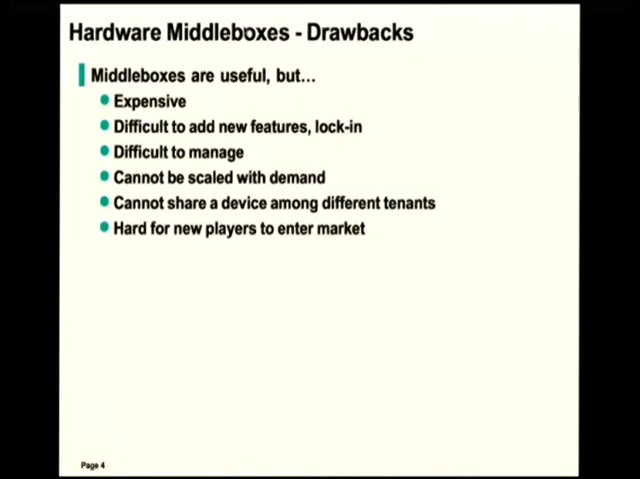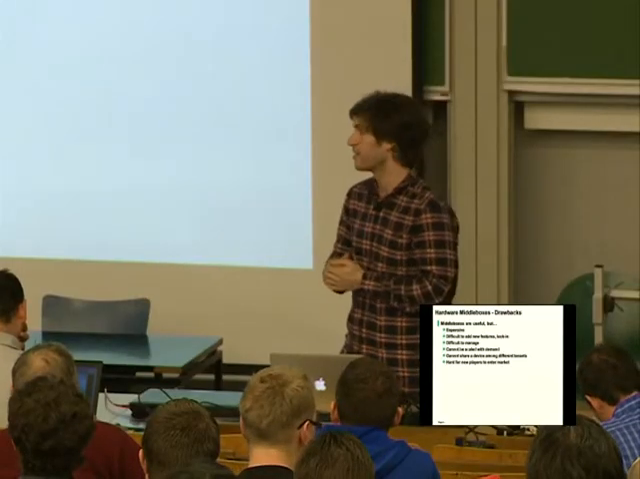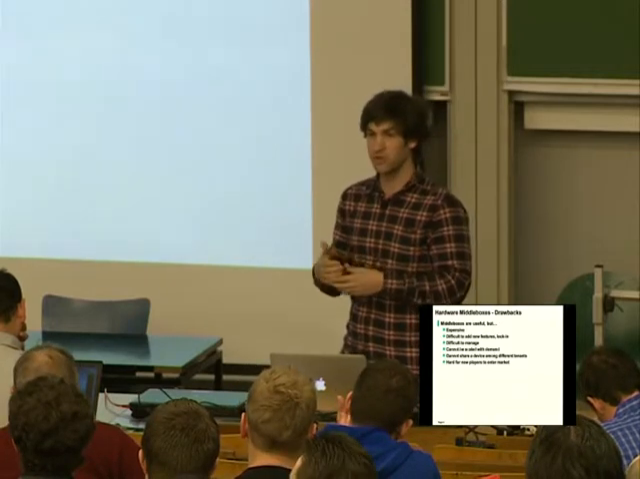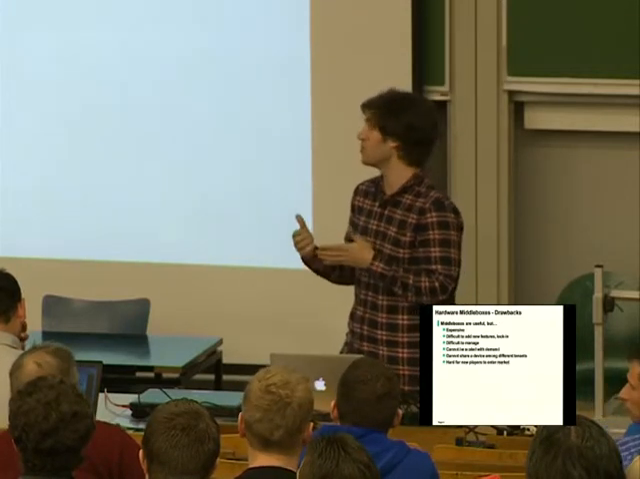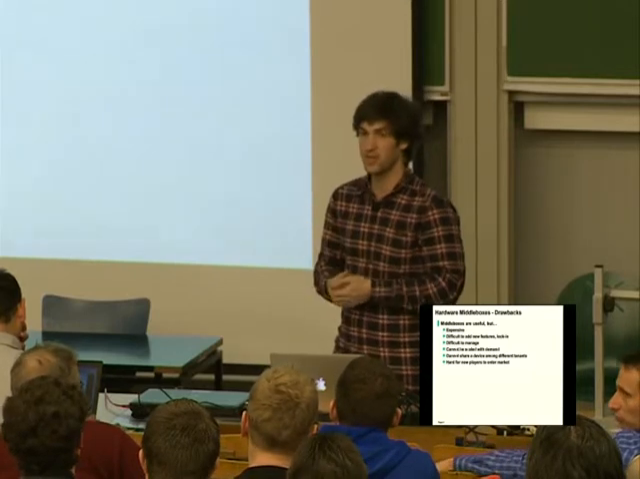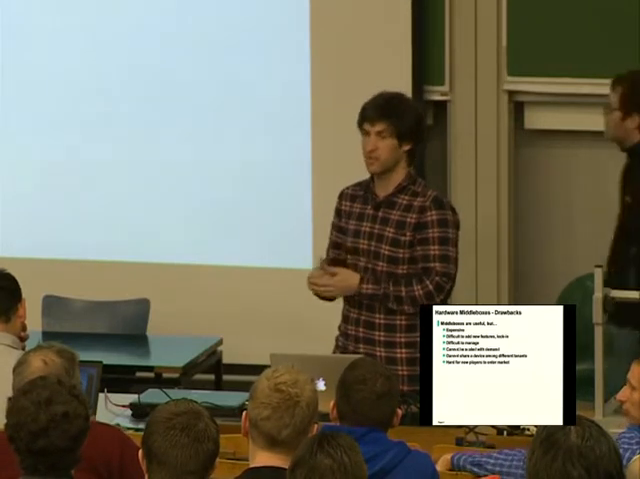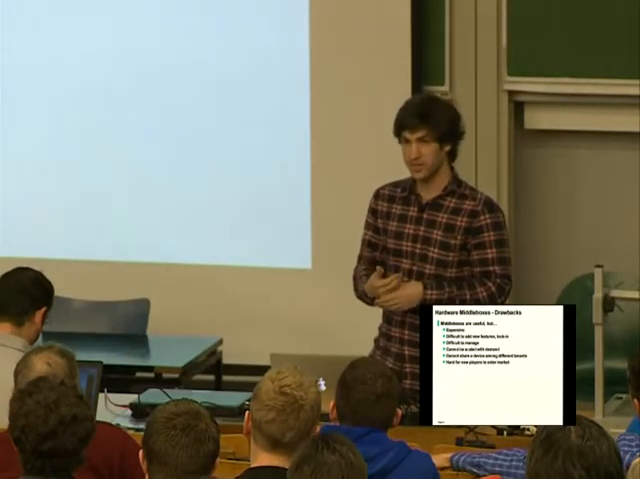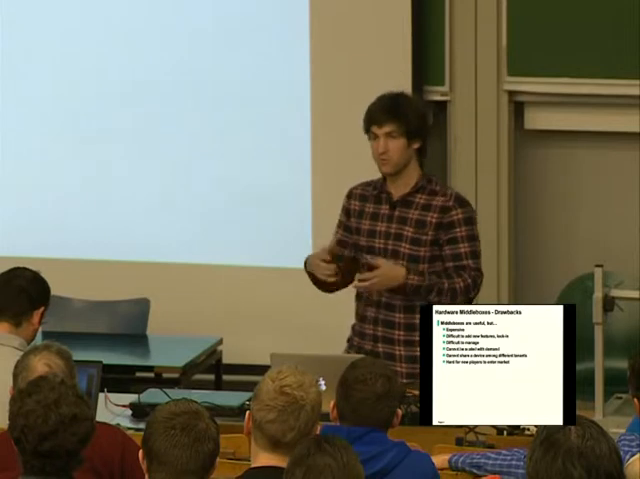These middle boxes are really useful, but there are a lot of disadvantages at the same time. First of all, they are really, really expensive. One of the boxes I showed you, like the media gateway, costs around 200K. It's really difficult to add new features. Often you get locked in to vendors to upgrade your firmware, add new features, and so on. They are difficult to manage.